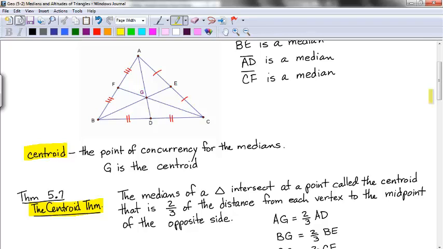Okay, I do want you to look at the relationship between these. Everybody look for a minute, even if you're still writing. Look up here for a minute. Look at this whole thing. There's a special relationship on centroids. If you look at this whole median, AD, this segment AG is 2/3 of the whole thing, AD.